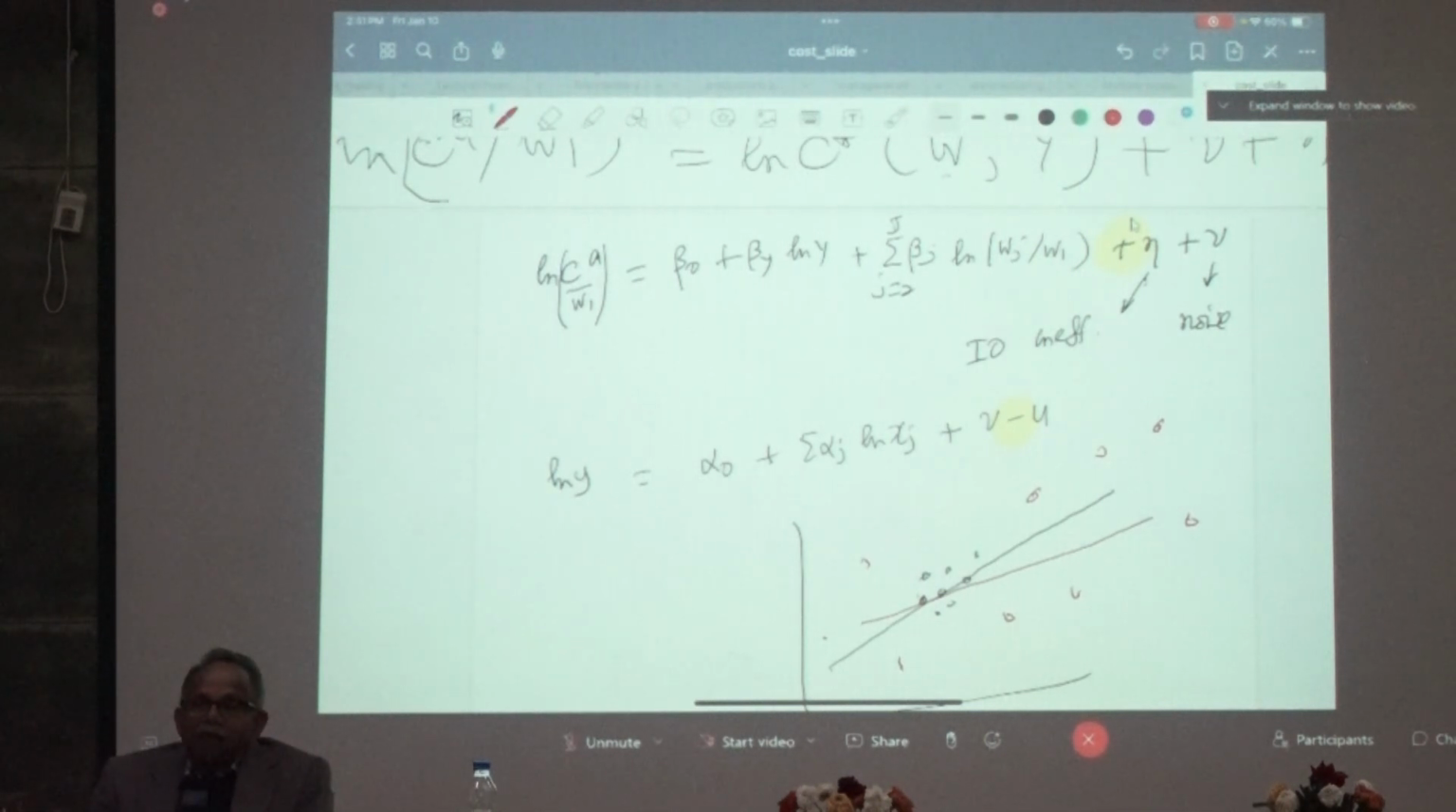Very few times we do it because we don't know the salaries. For example, I don't know the salary of the vice chancellor. I don't know the salary of the sweeper. But I have information about the number of people. So they just use the number of people. The same thing for banks.